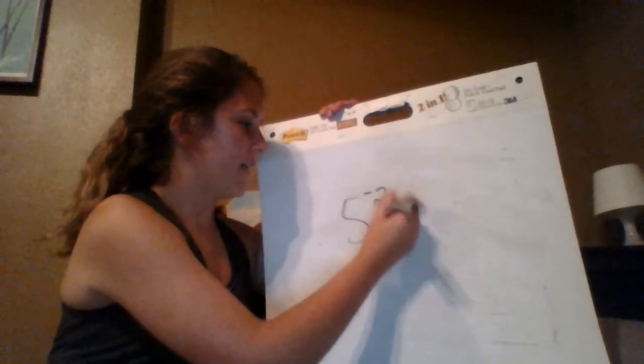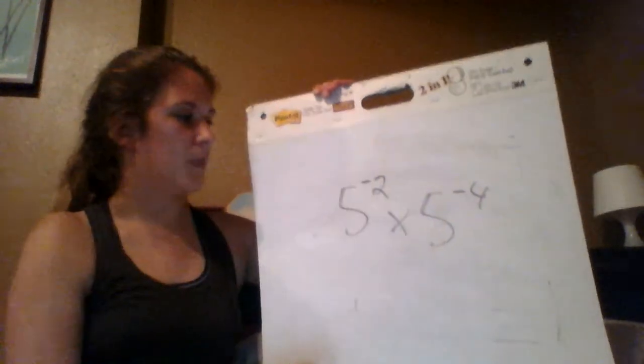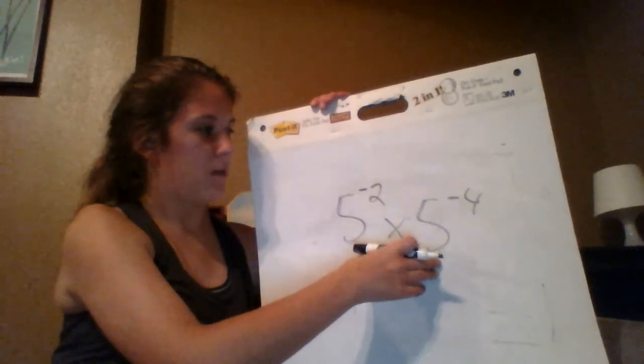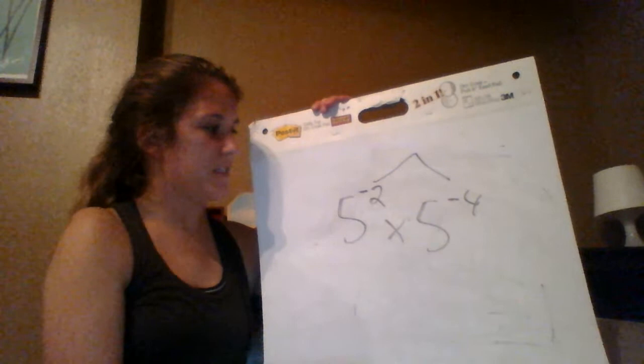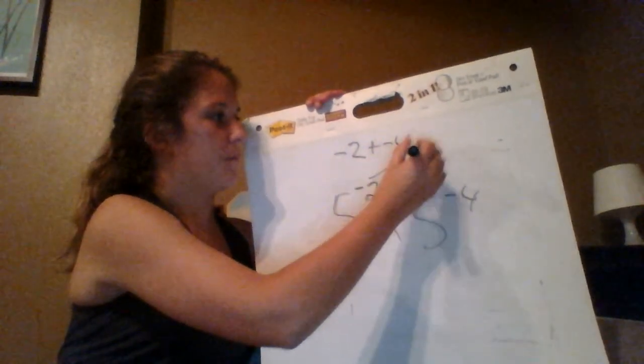5 to the negative 2nd times 5 to the negative 4th. When I'm multiplying exponents and the bases are the same, I can add the exponents. I'm going to write this out. Negative 2 plus negative 4.